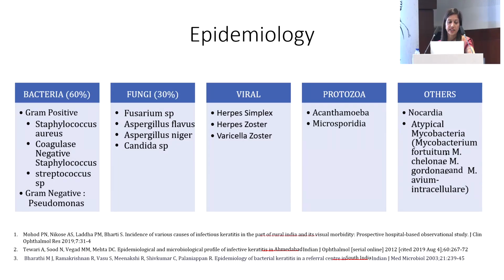Epidemiology: in most of the studies, the majority consists of bacteria, which are mostly gram-positive, Staph aureus, coagulase-negative Staphylococcus, Streptococcus species, and gram-negative like Pseudomonas. Then 30% is fungal, mostly Fusarium, Aspergillus flavus, Aspergillus niger, and Candida. Viral is herpes simplex and varicella zoster. Protozoa can be Acanthamoeba, Microsporidia, and others like Nocardia and atypical Mycobacteria.